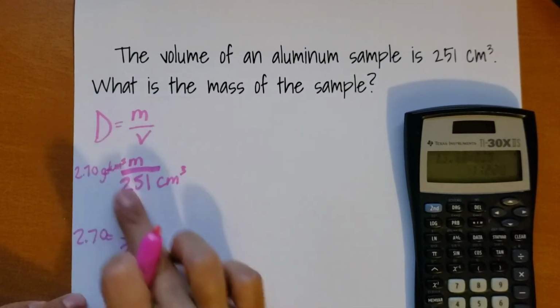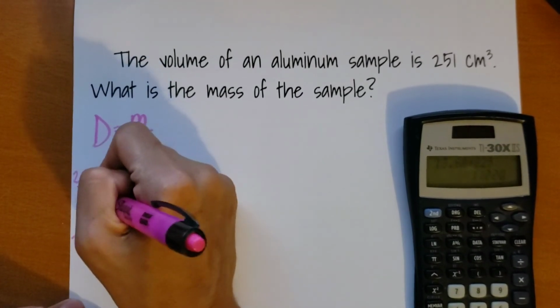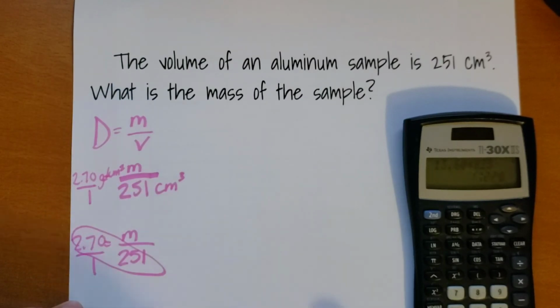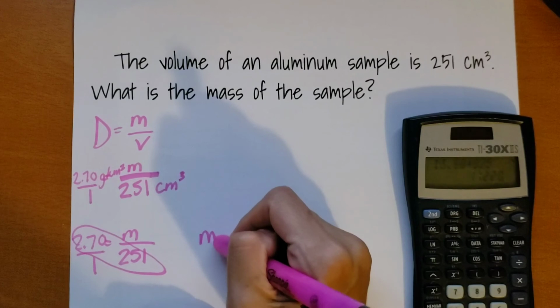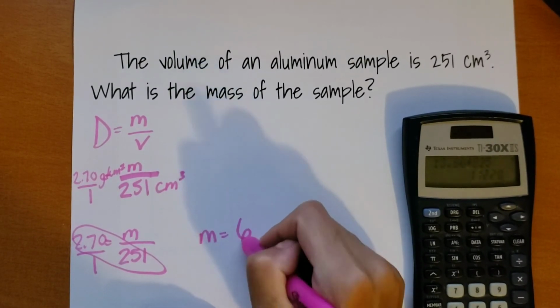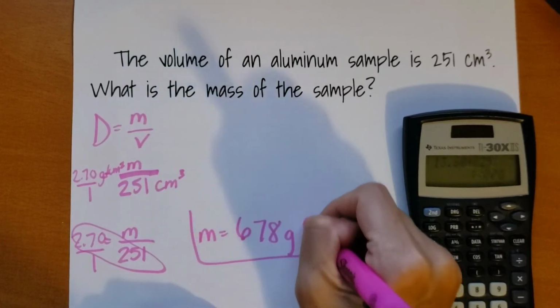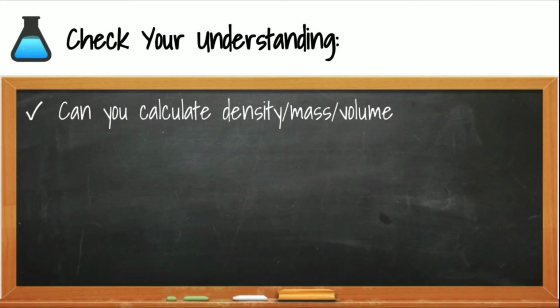And again, we have a fraction on one side and a whole number on the other. Turn this into a fraction so that you can easily cross multiply. Once we cross multiply, we'll find that our mass is equal to 678 grams. So by now, you should be able to calculate density, mass, and volume.